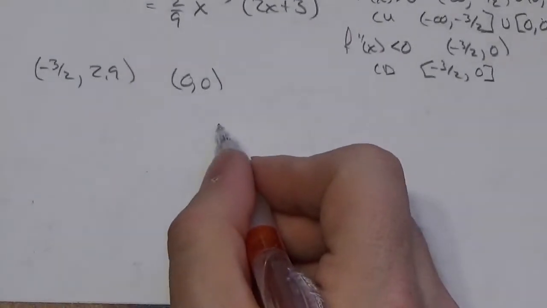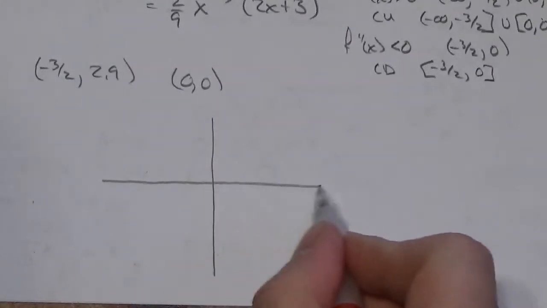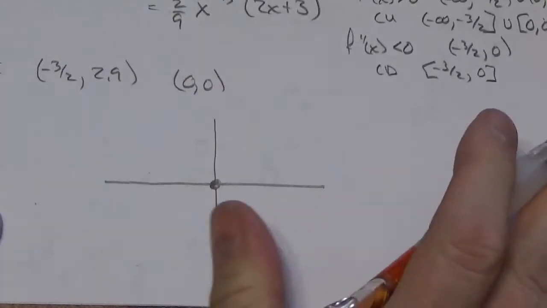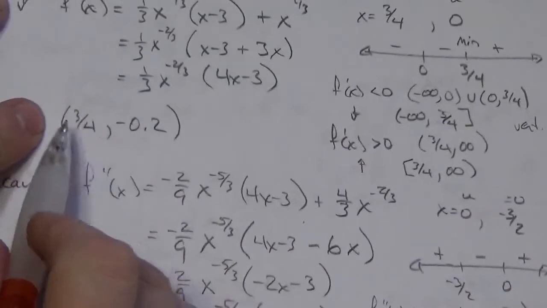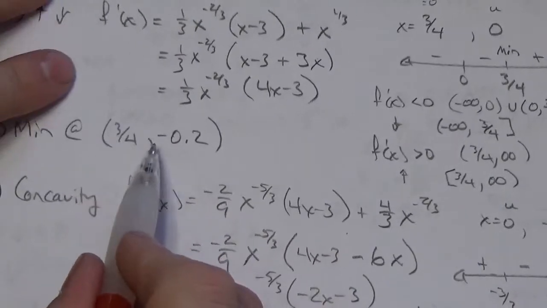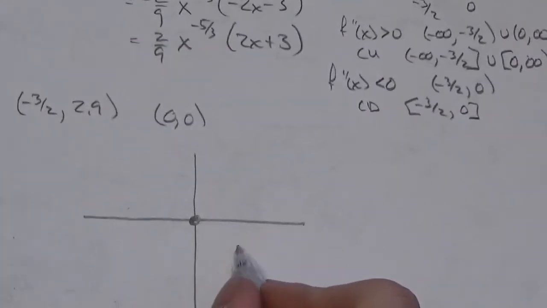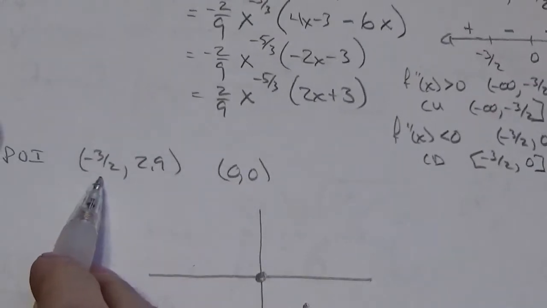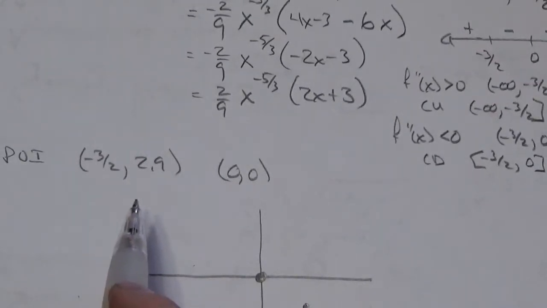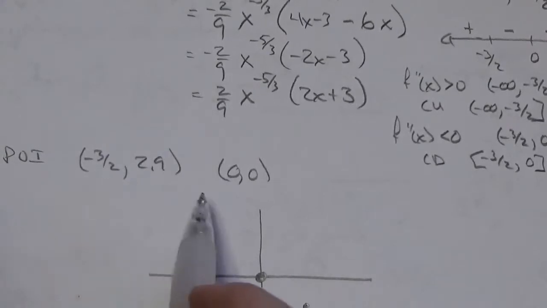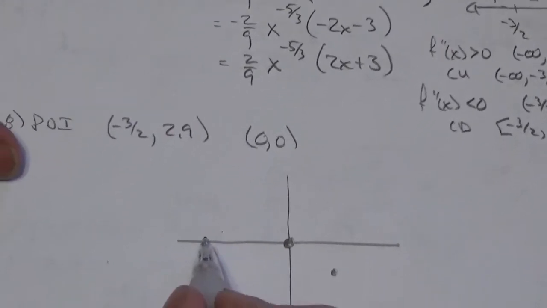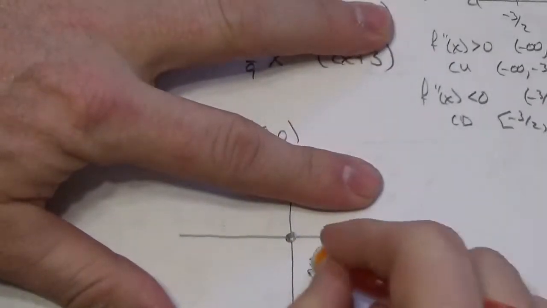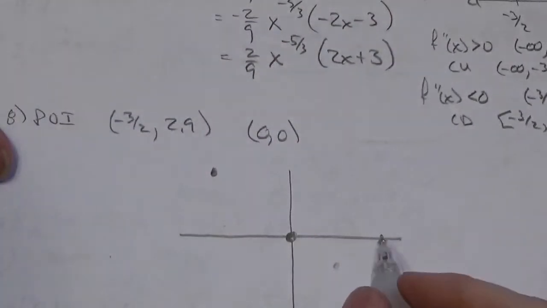All right, so let's take a quick look at what the graph would look like as a result. So once again, that origin is important. We saw over here, we've got this minimum at 3/4, negative 0.2. So 3/4, negative 0.2, put that over there somewhere. Then I've got this point of inflection at negative 3/2, 2.9. So negative 3/2, so over here, then 2.9 way up here. Actually, probably smarter to put this a little bit closer.